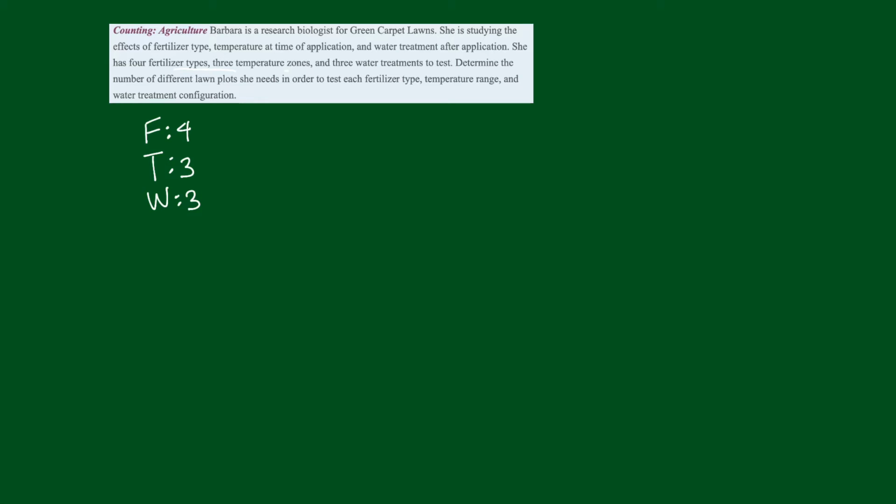Here's the question. Determine the number of different lawn plots she needs in order to test each fertilizer type, temperature range, and water treatment. We've got 3 decisions to make: which fertilizer are we going to use, which temperature, and which water treatment. There are 4 ways to make the first decision, 3 ways to make the second decision, and 3 ways to make the third decision. So that's 12 times 3, which is 36 different plots she has to make in order to test all 3 types.